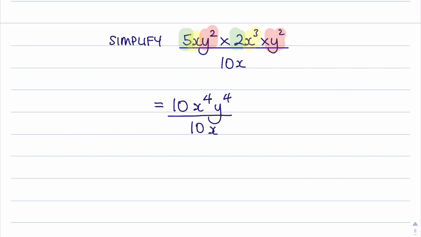Now, as before, I can cancel the 10 with the 10. I can cancel an x from the denominator with 1 from the numerator, so that will give me a 3 here. And what I'm left with is x to the power of 3, or x cubed, y to the power of 4.